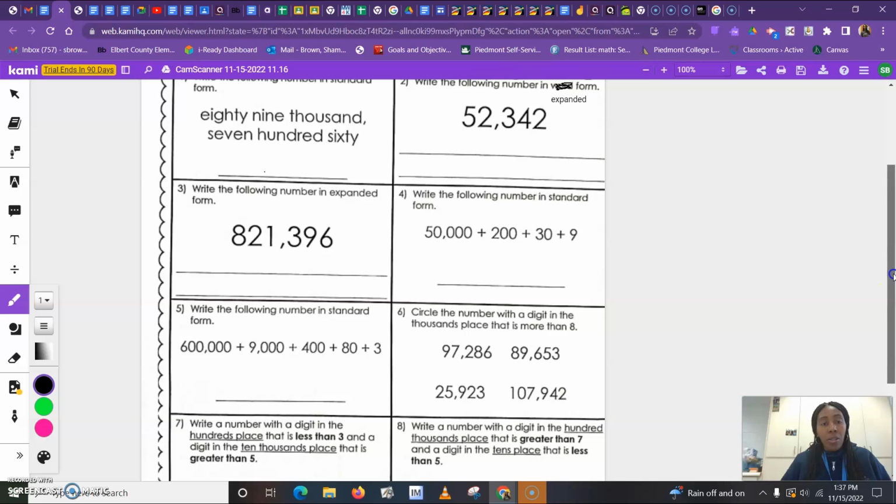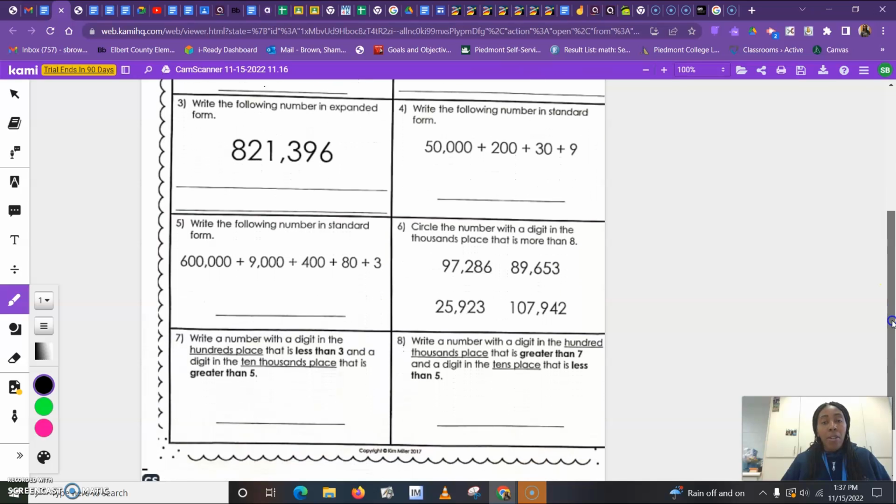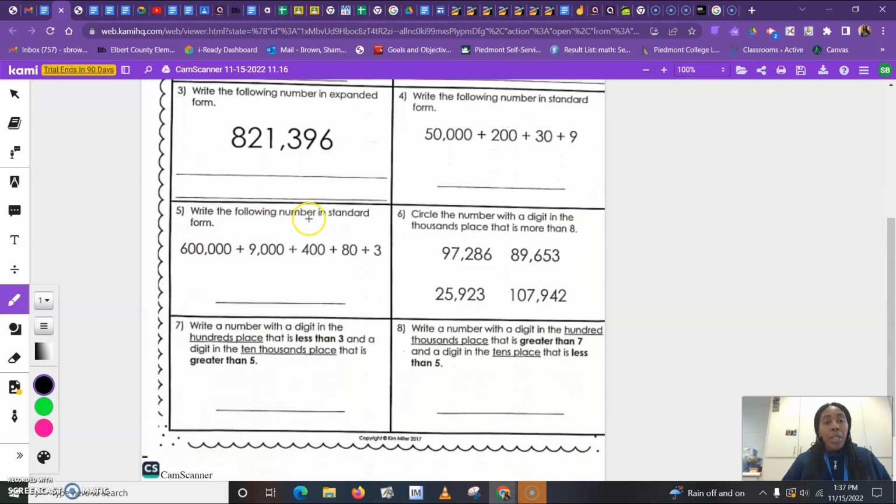The next one, number 5. Write the following number in standard form. So this number is just going to be written in standard form as a number. Same thing we just did here. And this time is going to be 6 digits that you're going to need in all.